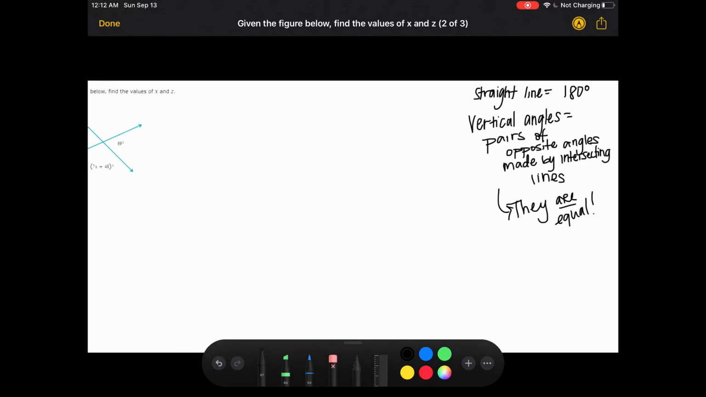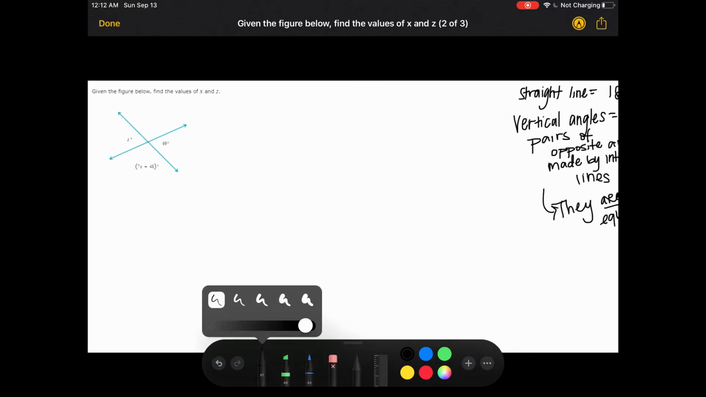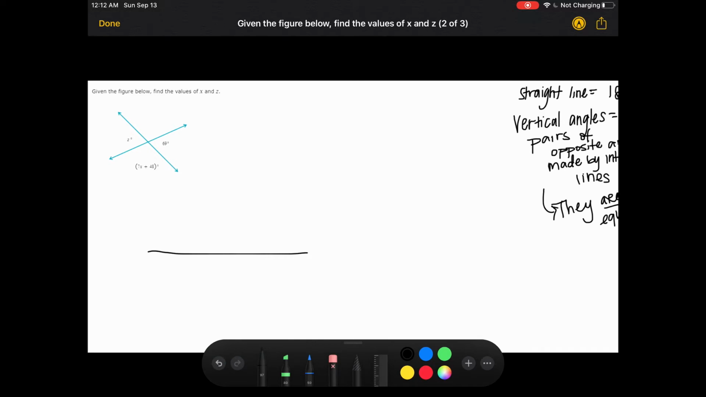So a couple things I need you to know before we get started in this is that a straight line has a degree of 180 degrees. Okay. So if I have a straight line, like so, this is 180 degrees. And if you need to know the logic or reasoning behind this, that is two 90 degrees back to back. Okay, and those make a straight line. So 180 degrees is your straight line.